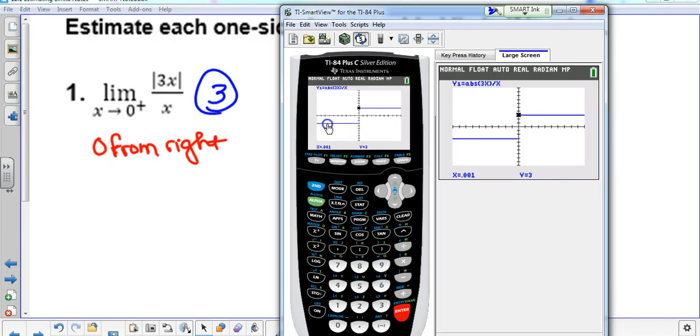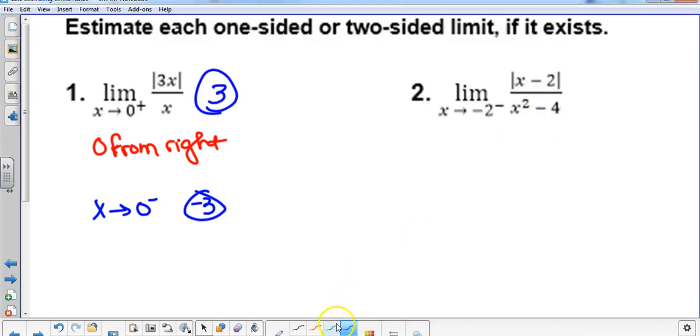If it were approaching from the left, what y value would we have, guys? We'd have -3. So if it approaches -3 from the left, and from the right it's +3, does it have a limit at 0? No, because it's approaching 2 different values. Very good. All right, try this one.